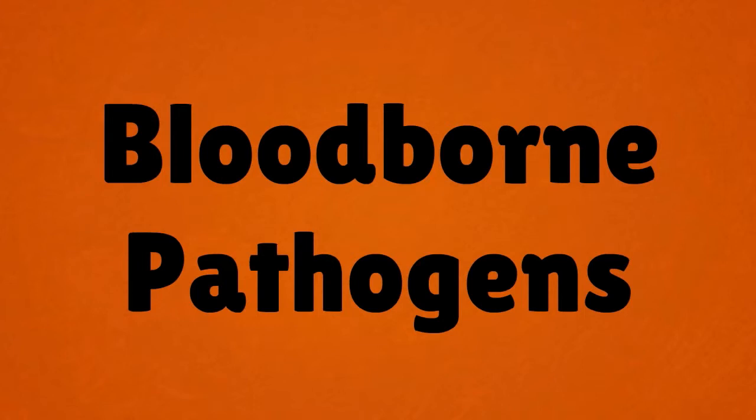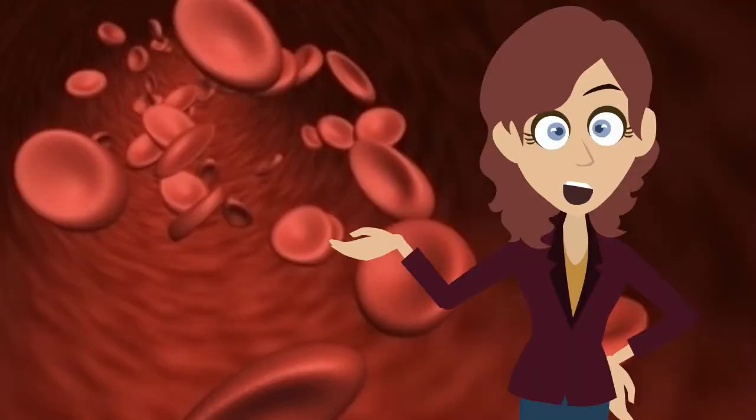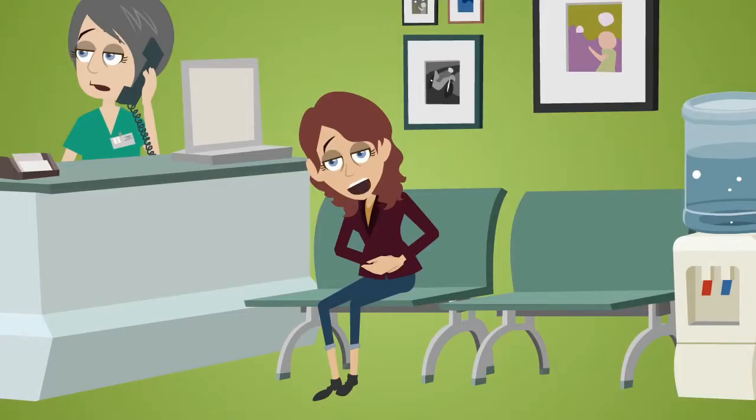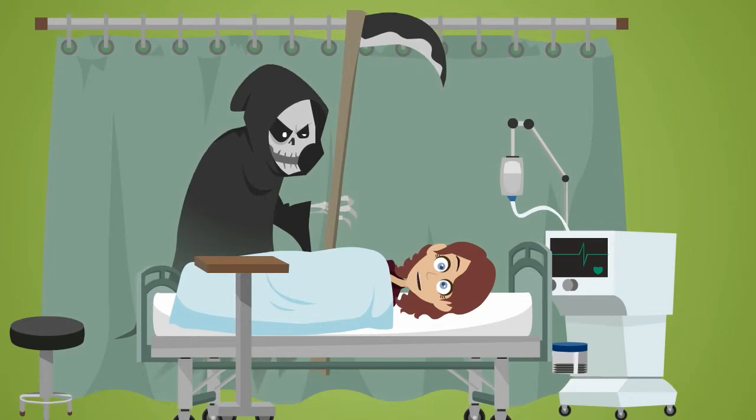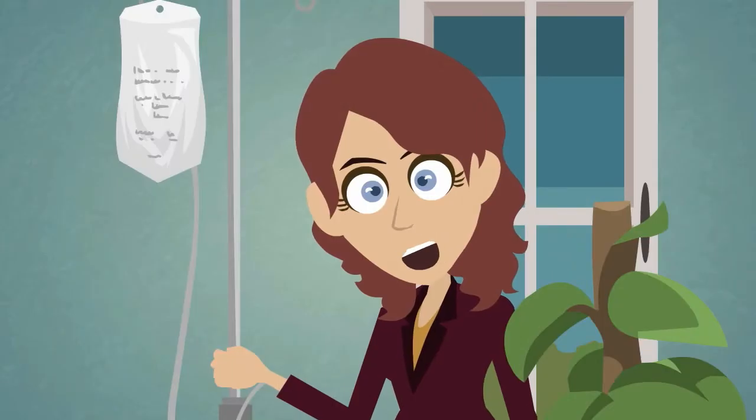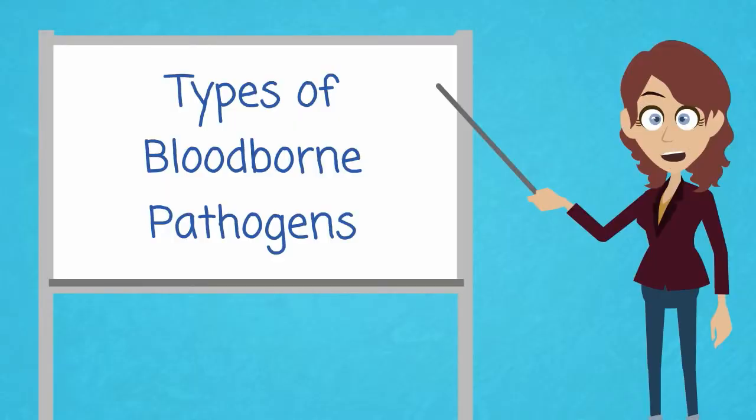Next, let's talk about blood and body fluid exposure risk and the term bloodborne pathogens. Bloodborne pathogens are disease-carrying microorganisms that live within blood and body fluids. Consequences of contracting a bloodborne pathogen can range from mild to severe or even fatal. Knowing how to keep yourself and others safe is vital. Let's go over some of the most common and serious bloodborne pathogens that you need to be aware of.